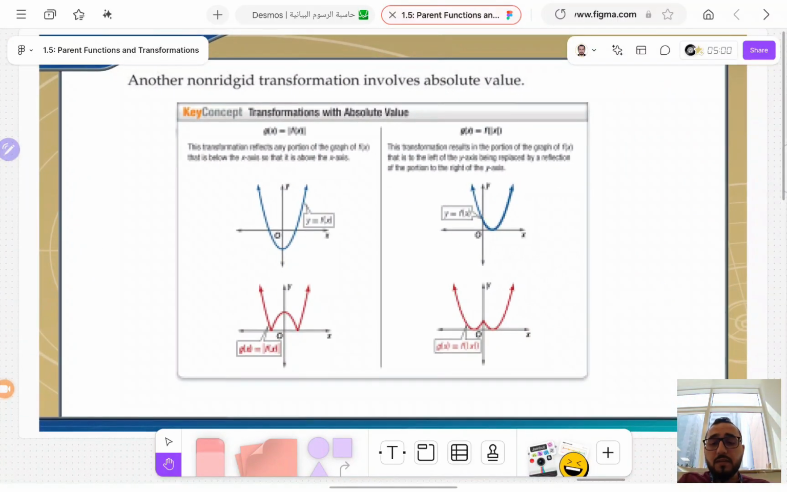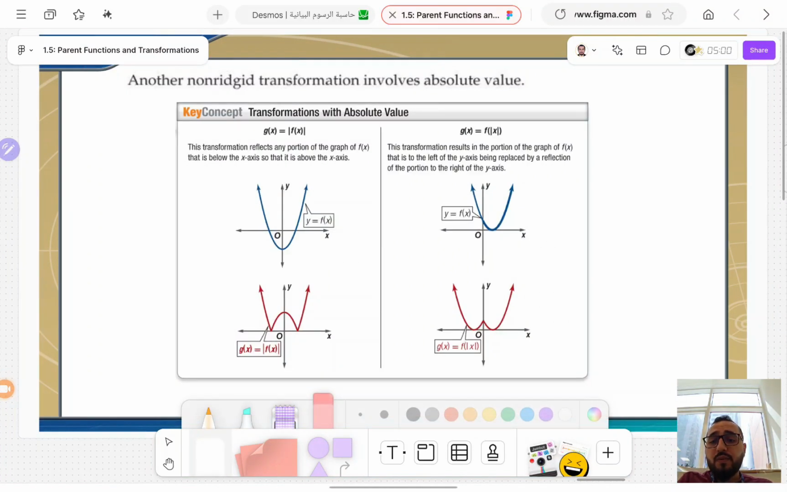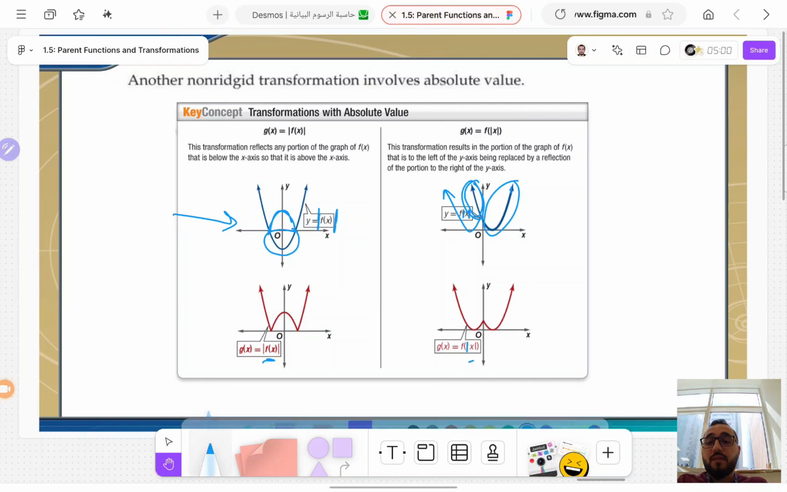Now the last thing here is when you have the absolute value on x or the absolute value on y. So as you look, this is the original graph. Now if I put an absolute value on the whole function, anything under the x-axis will go up. So the graph will be the red one here, as you can see. Now if I put the absolute value only on x, as you can see here, the graph will be like this: anything on the negative side will be reflected like this one here. Okay, so this is what happens when you have the absolute value.